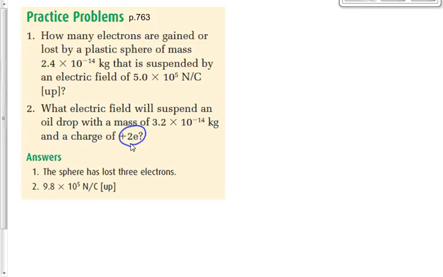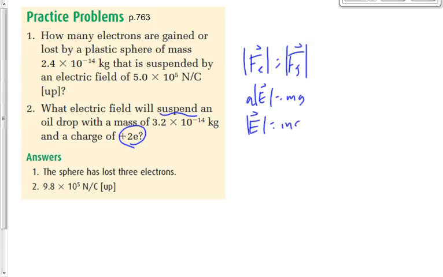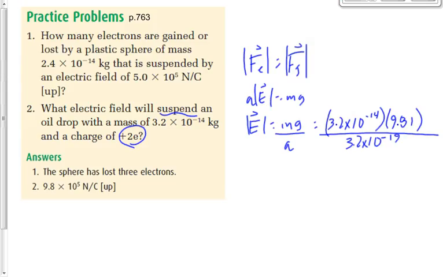If we're talking about suspending, then we know that Fe must equal Fg in the context of the oil drop experiment. So we're going to say Q times E equals M times G. We're going to say E is equal to mg over q. So we're going to say 3.2 times 10 to the minus 14 times 9.81 over 3.2 times 10 to the minus 19. What do I get there? I assume 9.8 times 10 to the 5.